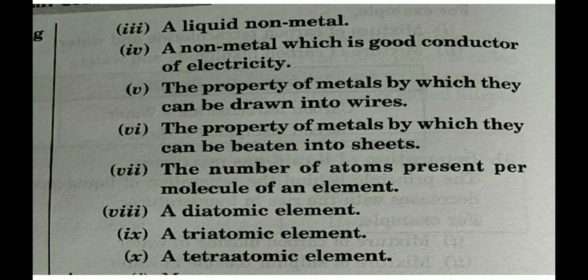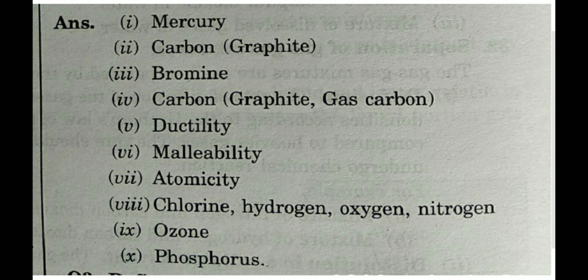The next one, the number of atoms present per molecule of an element. Next question, a diatomic element, then a triatomic element, and finally a tetraatomic element. The answers to these questions go like this. First one, the metal which exists in the liquid state at room temperature is mercury. Second one, a non-metal having metallic luster. The answer is carbon, that is graphite.